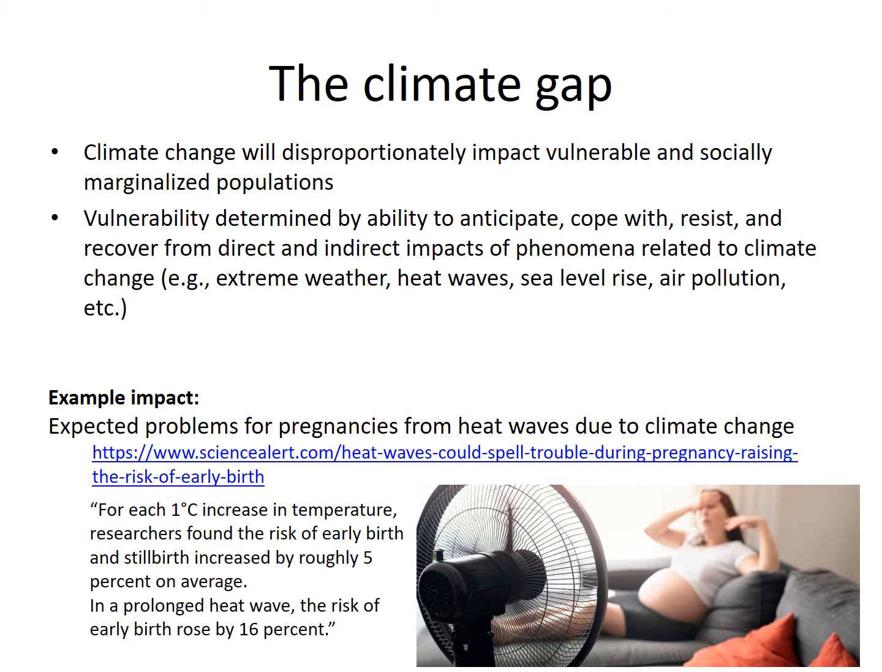The other thing to keep in mind is that we've been talking about developmental origins of disease earlier, and there are already studies showing that we're expecting to see problems related to pregnancies related to heat waves due to climate change. For each 1 degree increase in temperature, we're seeing an increased risk in early birth and stillbirths. In a prolonged heat wave, that early birth rate is rising by about 16%. So there are issues that we're going to be able to predict and hopefully mitigate because we're able to make these predictions. But will we be able to get there in time to help these individuals when they need it and before they need it?